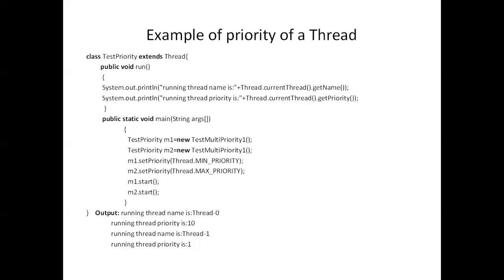So the output of our program is, at first, the running thread name is Thread-0 and the running thread priority is 10, because we set it as max priority and we get the priority of the running thread. After that, the running thread name is Thread-1, which is the second thread, and we set the priority of the second thread as min priority, so it shows the running thread priority is 1. So it is an example of priority of a thread.